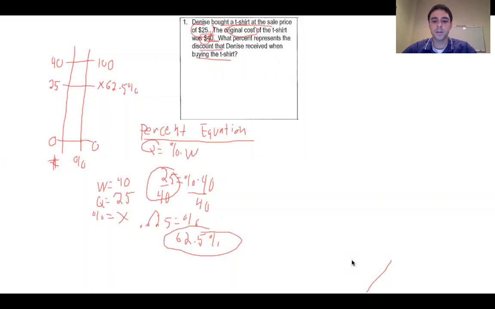What do we need to do in order to answer our question? We're not looking for what percent of 40 it was. We're looking for the discount that we got. Excellent. We need to subtract the percent from 100.